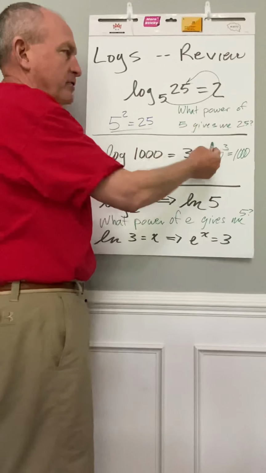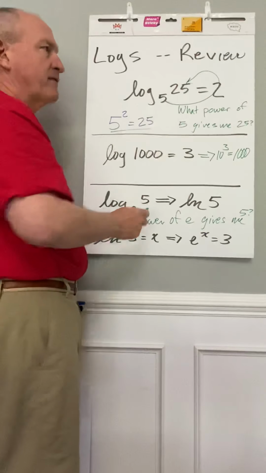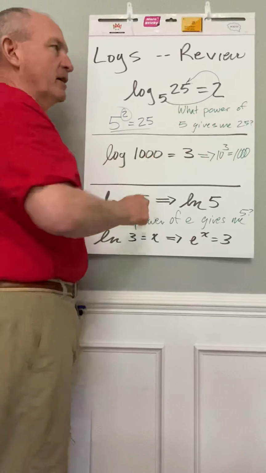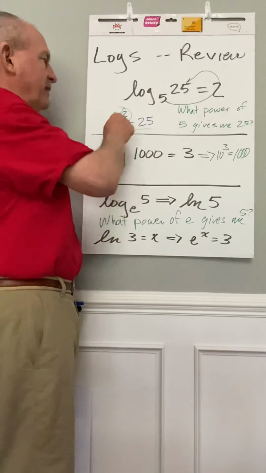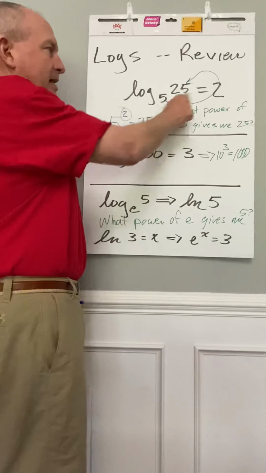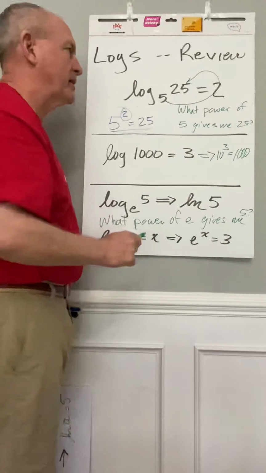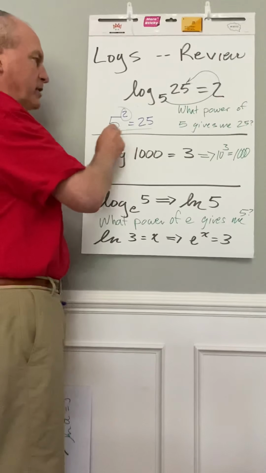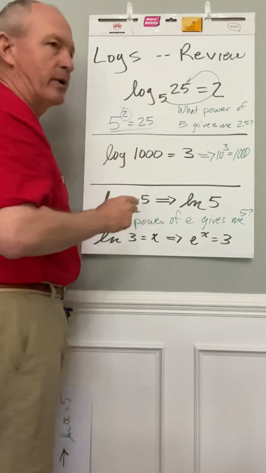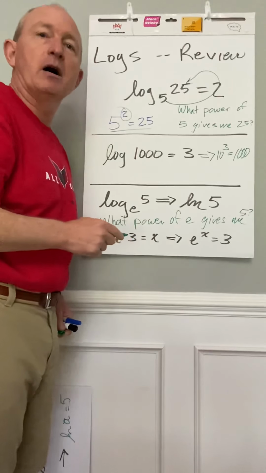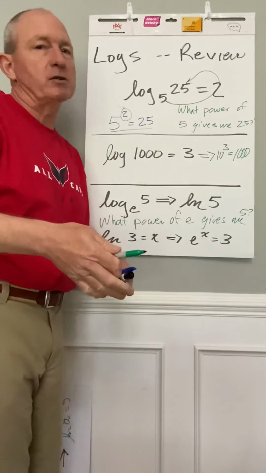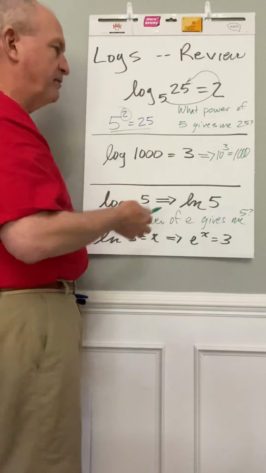What power of 5 gives me 25? That's what log base 5 of 25 is asking, and the answer is 2. Log base 5 of 25 is 2, so 5 to the second equals 25. That equation is equivalent to log base 5 of 25 equals 2. This is called the exponential equation, and this is the logarithmic equation. I think the quiz this week asks you what the logarithmic equation is for an exponential equation, and vice versa. And that's how you think about that.